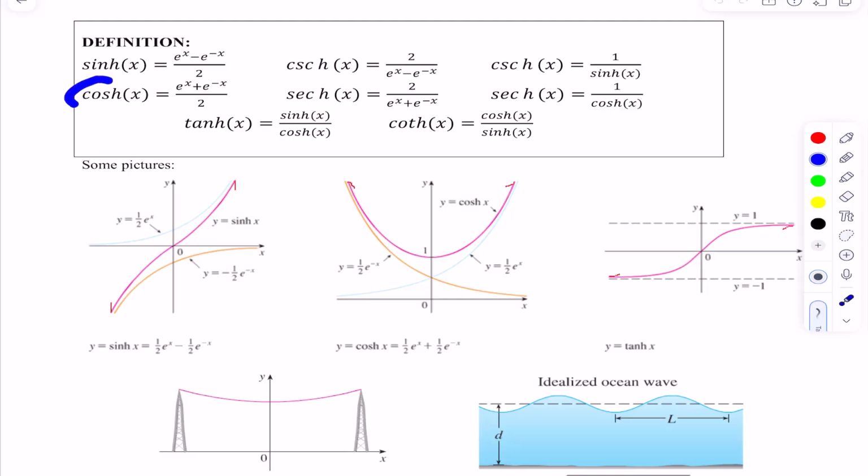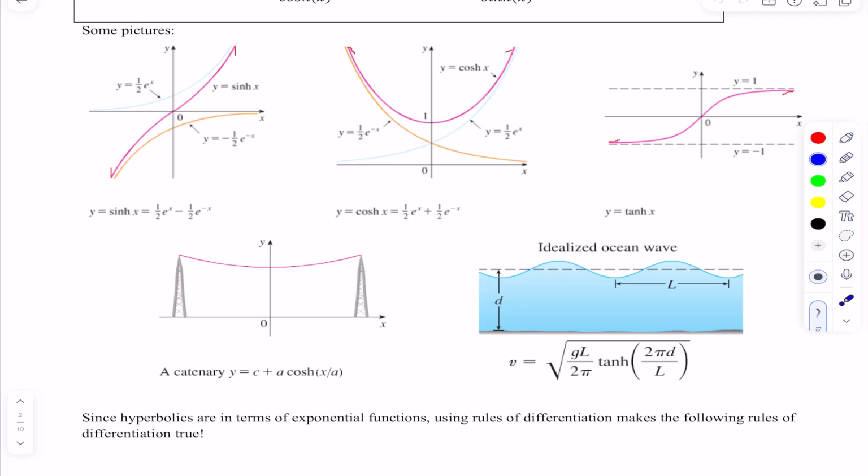So if you have the hyperbolic cosine of x, we also have the reciprocal function called hyperbolic secant of x. And not a surprise, there's the reciprocal. We even have hyperbolic tangent of x, which is a ratio of hyperbolic sine over hyperbolic cosine of x. And if we have hyperbolic tangent, we certainly have the reciprocal function called hyperbolic cotangent of x.